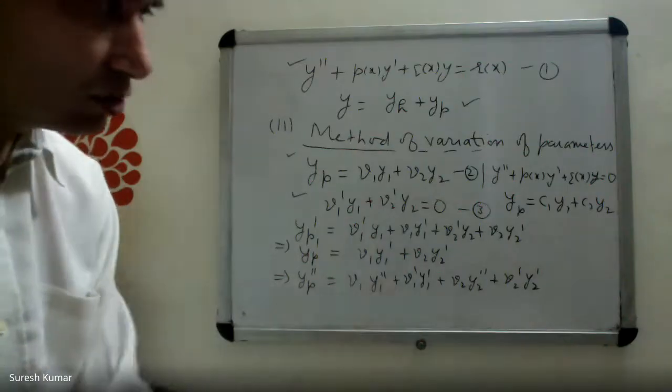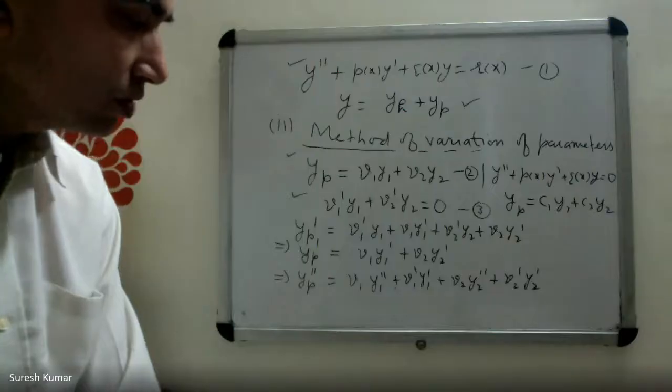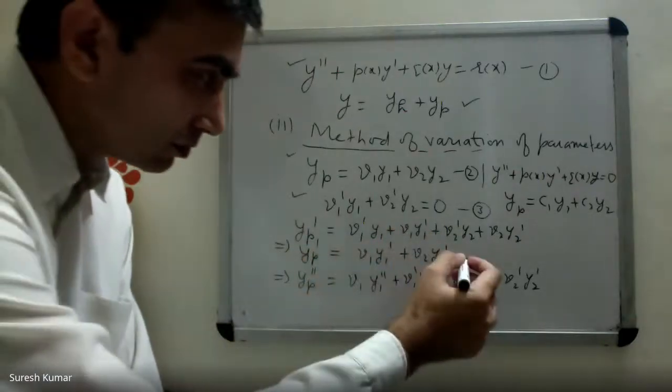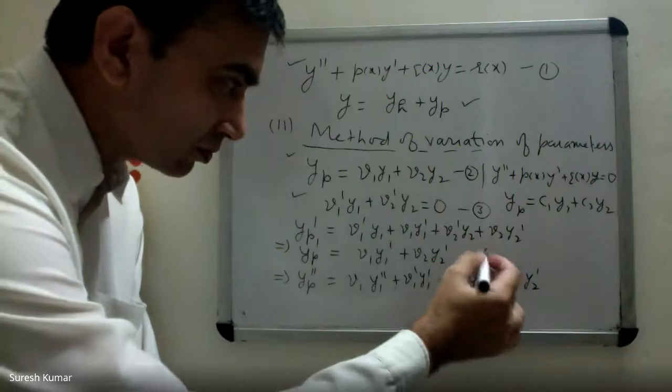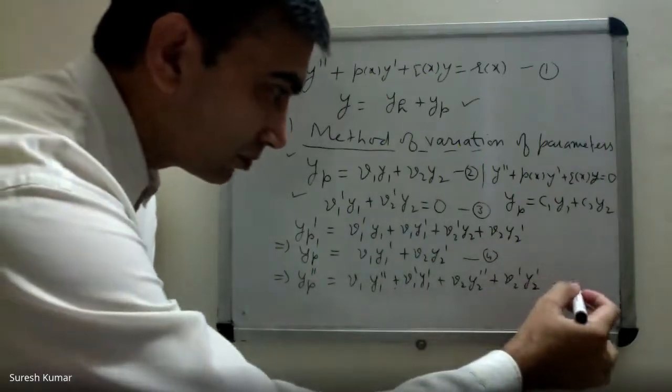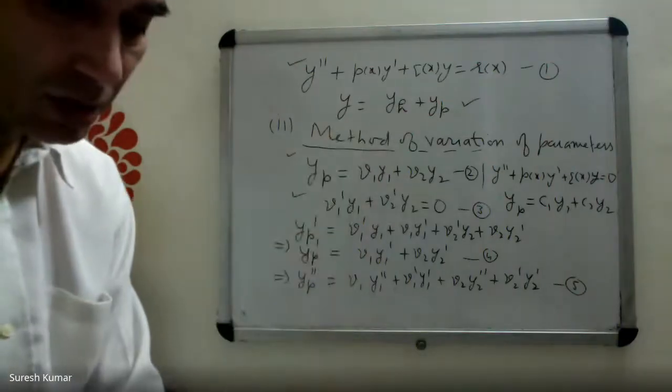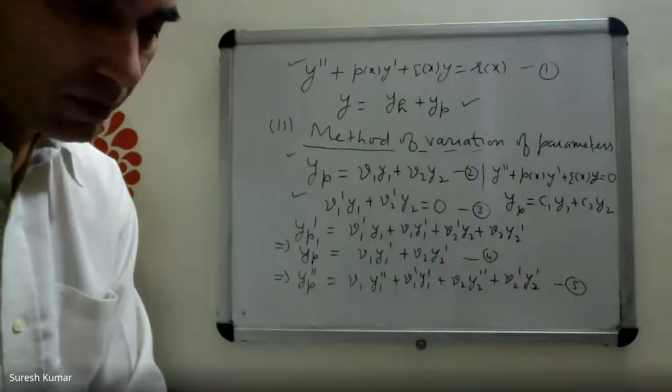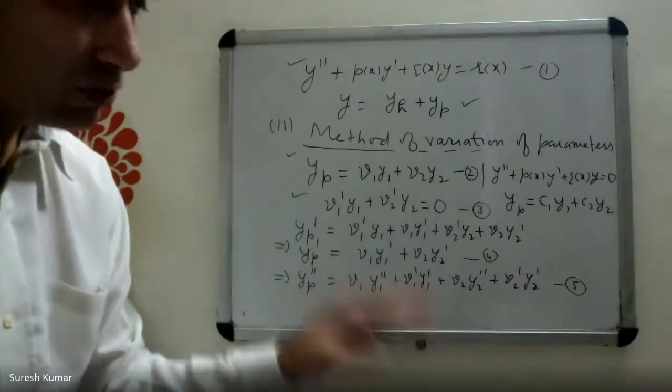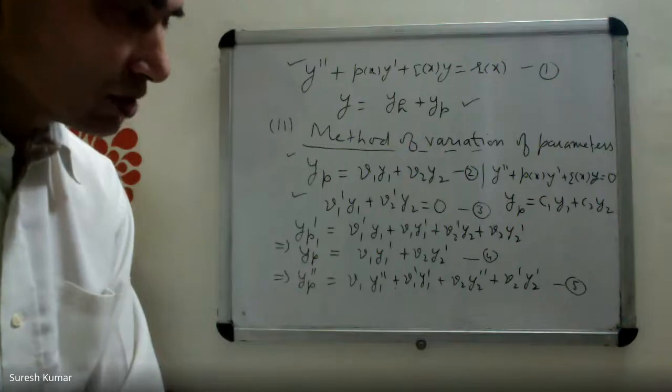So if there is any doubt, you can ask me up to this step. I have written yp prime, this one, and yp double prime. Sir, when we consider a solution yp equal to c1 y1 plus c2 y2, c1 and c2 are constants, then how can we consider them as functions of x? This is the method. Let's do it further. You will understand why such a method works.